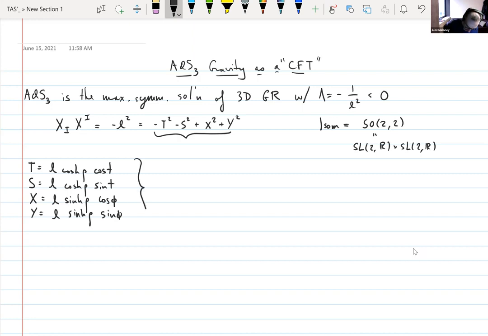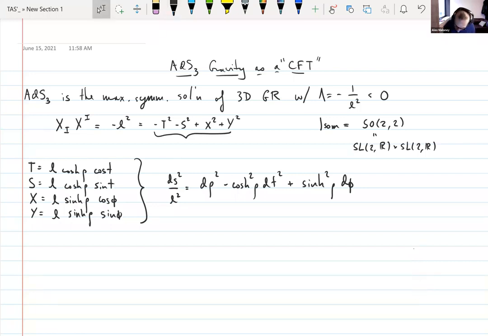And then if you were to just go ahead and figure out what the induced metric is, it's a very easy calculation. You've probably done this calculation or ones very much like it before. You can see that you have a form of the metric that is d rho squared minus cosh squared rho dt squared plus sinh squared rho d phi squared. These are what are known as the global coordinates in anti-de Sitter space, and they provide a very nice picture for how you should think about AdS3 in your head.